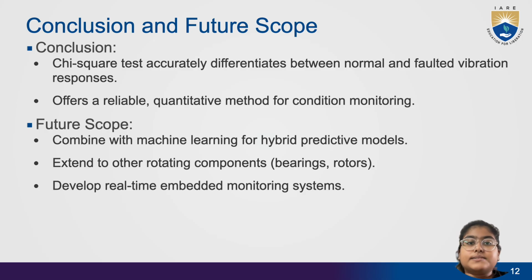In the future, this method can be expanded by combining it with machine learning algorithms to automate decision making and improve prediction accuracy. It can also be applied to other rotating components like bearings or gears and implemented in real time embedded monitoring systems for industrial machines.